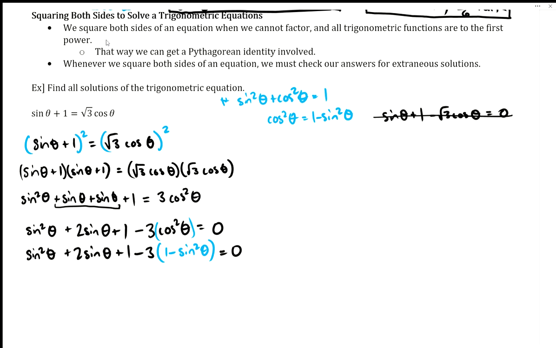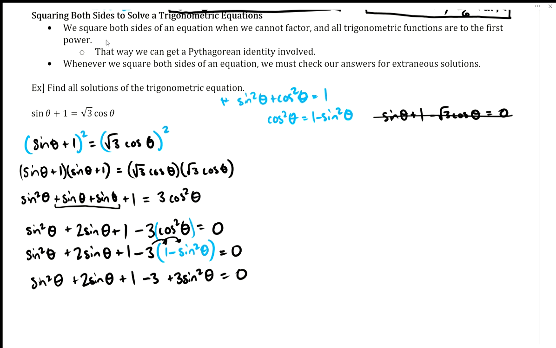Now that it's in terms of sine, let's distribute the negative 3 and then combine like terms. So we would have sine squared theta plus 2 sine of theta plus 1, and then distributing the negative 3 gives us minus 3 plus 3 sine squared theta.